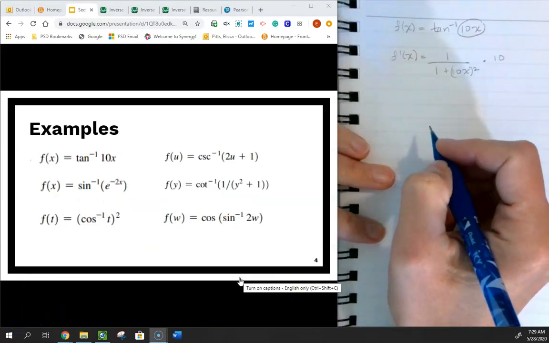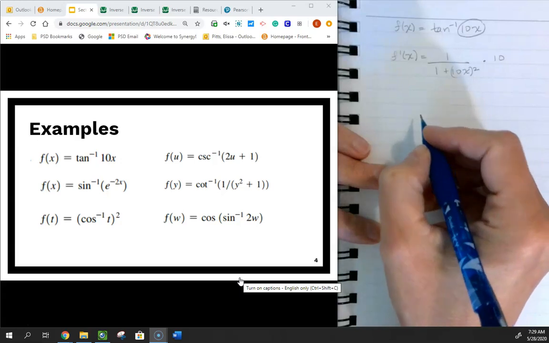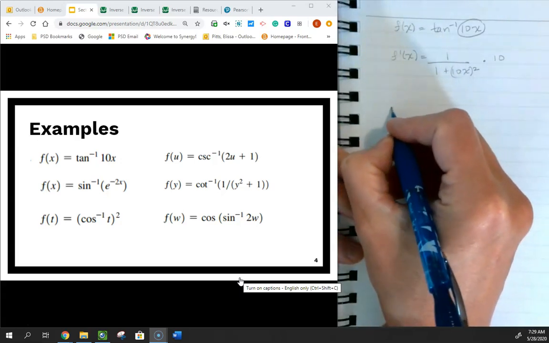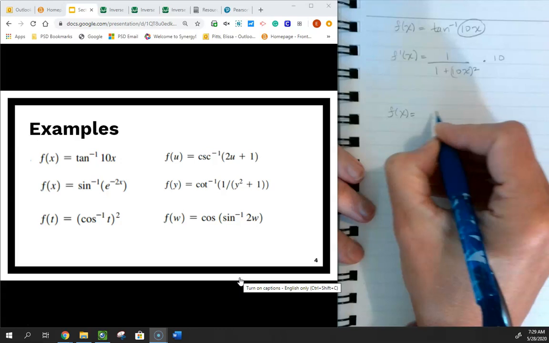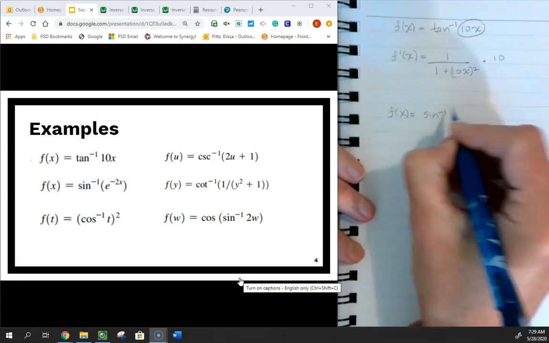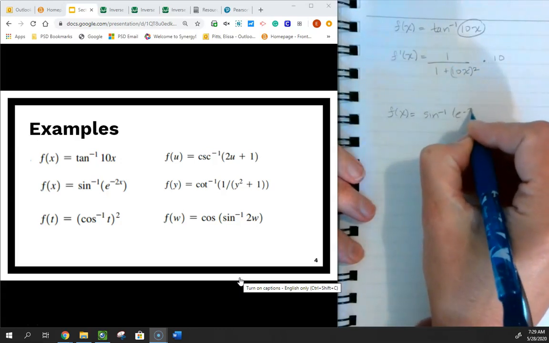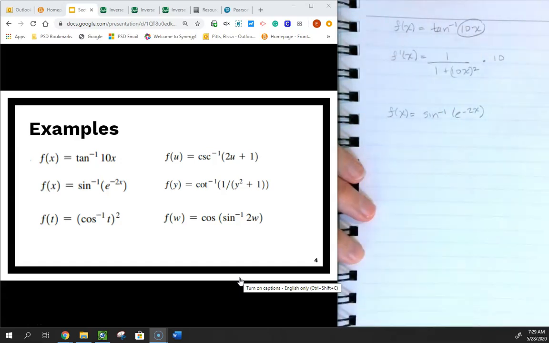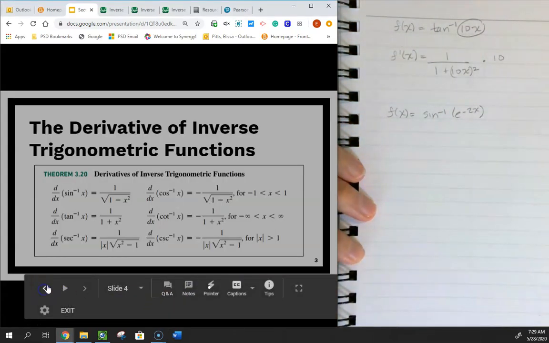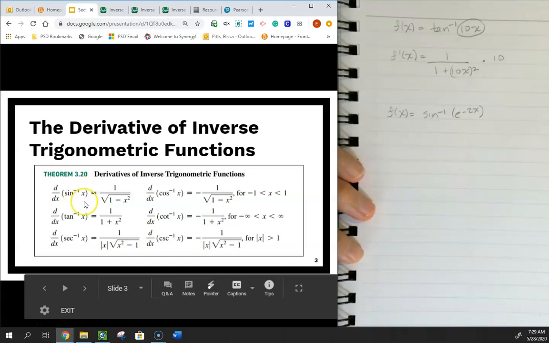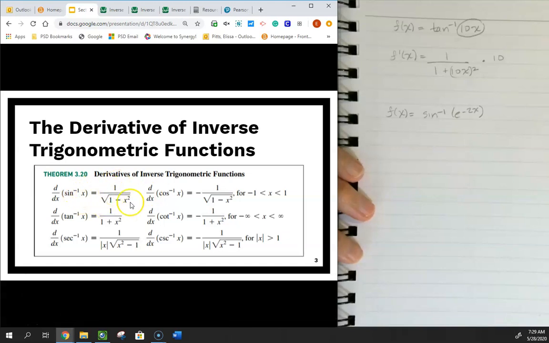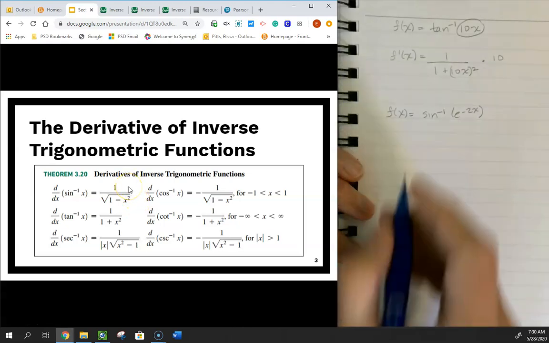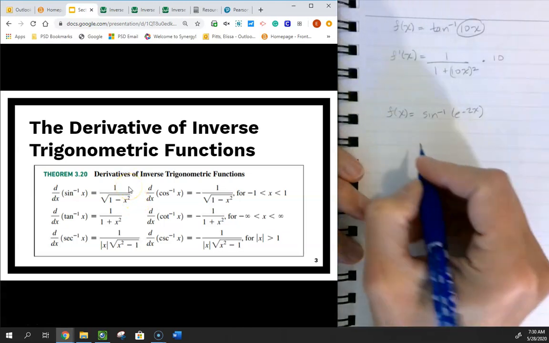The next problem is, let's do f of x equals the inverse sine of e to the negative 2x. So go back a slide. The derivative of inverse sine of something is 1 over the square root of 1 minus that something squared. And then we'll need to multiply times the derivative of the inside.